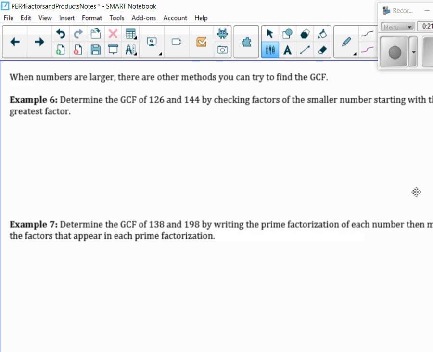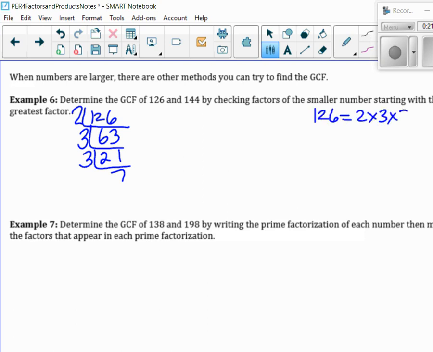Okay, so 126, we're going to divide. What goes into 126? 2. 63. Does 2 go into that? No. What's the next one? 3. So then that goes 21. 3 goes again. And we're at 7 and we're done. So I'm going to write it over here. 126 equals 2 times 3 times 3 times 7. Notice I didn't write 3 squared. There's a reason why in a second.